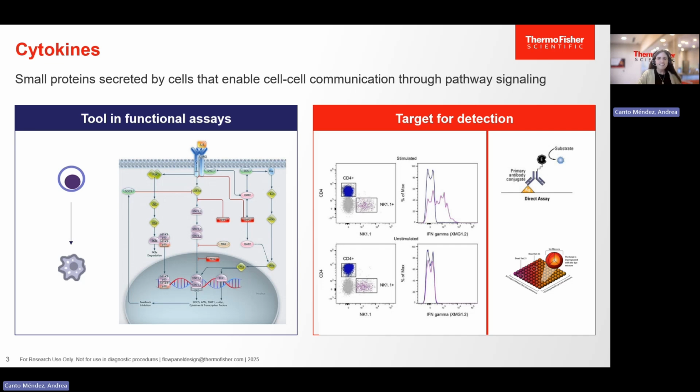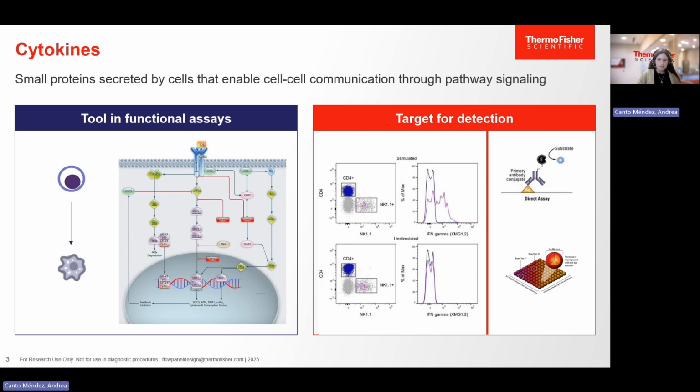So going back to cytokines, when we think about cytokines in our experiment, we might need to think about them in two different ways. Cytokines might be involved in our experiment as a tool in functional assays themselves. For example, we might want to use a cytokine to differentiate or expand a cell population or to obtain a desired phenotype in our cells. On the other hand, cytokines can be the focus of our experiment as a target for detection. So we might be interested in detecting the levels of a particular cytokine.